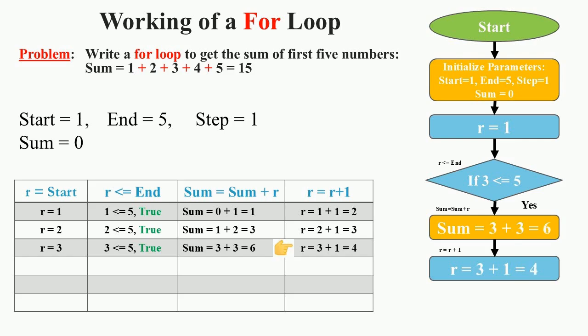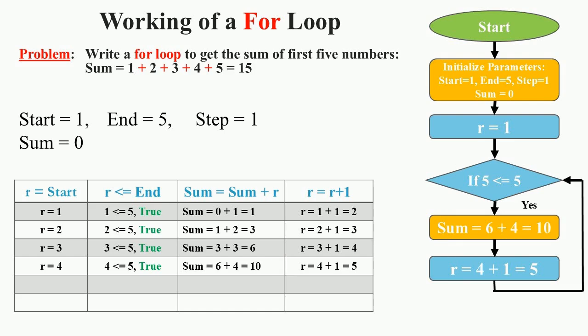Now, r is updated to 4 with an increment of 1. R again goes back to the end condition comparison. It's true again. Hence, the sum from the previous step is added to the new value of r, that means 4 here, and the sum becomes 10. And further, r is incremented by 1, and is updated to 5 now. The updated r equal to 5 goes back to the end condition comparison. It's true again. Hence, the sum from the previous step is added to the new value of r, that means 5 now, and is updated to 15 here.